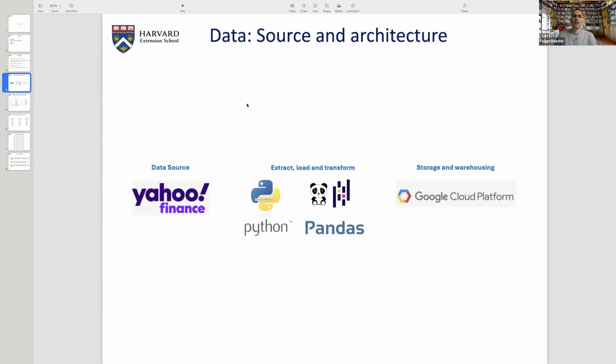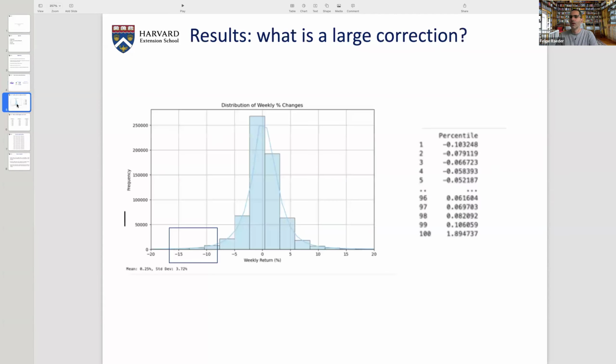In terms of the architecture of the project, we extracted all the stock price information from Yahoo Finance using Python. And then we also use Python to transform and load the information, mostly using pandas, but also some other libraries such as NumPy. And finally, we stored and warehoused all the information, all the main data sets of the project using GCP.